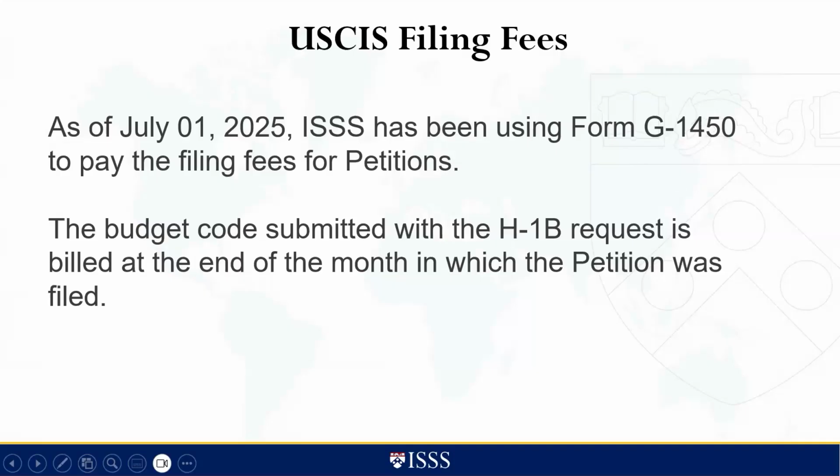Filing fees, we started this last year. It's been very successful and, in my opinion, very helpful when it comes to filing of cases. We are now using Form G1450 for all the fees. So basically, what we do is we front the money with our Pro card, and then we bill the department at the end of the month in which the petition was submitted. Today is March 12th. So if we have a case submitted today, at the end of March, that case will be billed to the department's budget code that was submitted in the e-form.